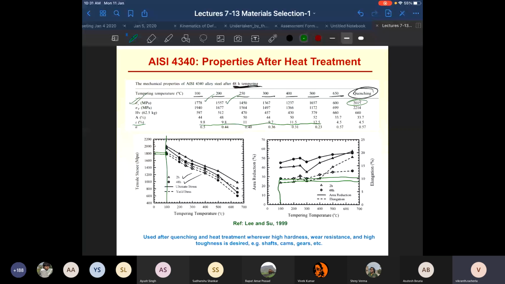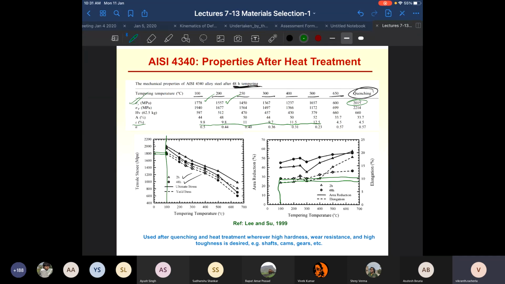So what are the main points to be noted over here? 4000 series alloys, specifically 4140 and 4340 alloys, are used for making shafts, cams, crankshafts, gears. So in all applications where the stress which the material would be subjected to would be very high, and it can also be subjected to some amount of impact loading, there we go with this particular alloy.